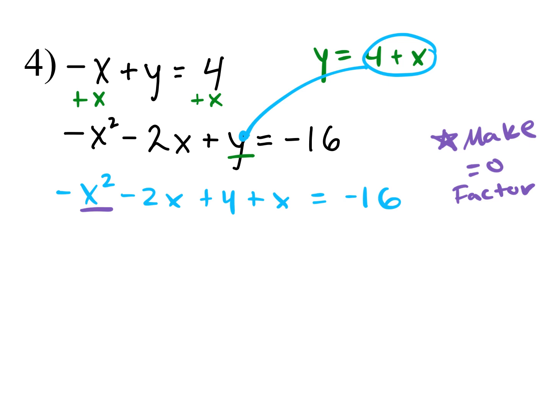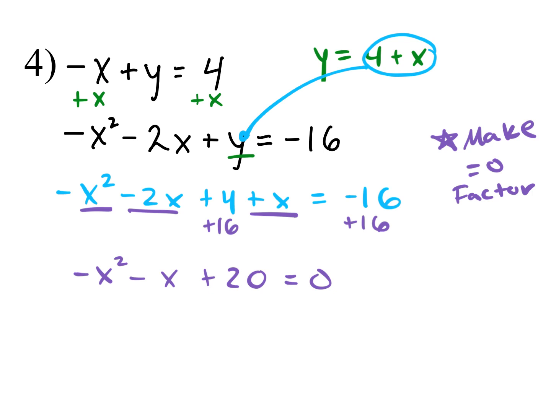So let's combine all of our like terms. I'm going to add 16 to move it to the other side, and then add the x's together. So I get negative x squared minus x plus 20 is equal to 0. Now we can't factor this normally because my x squared is negative. How would I make it positive? What should I do?